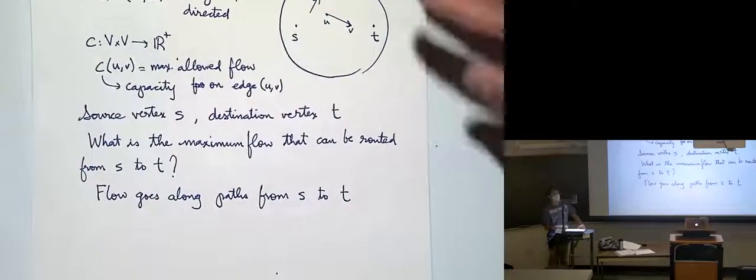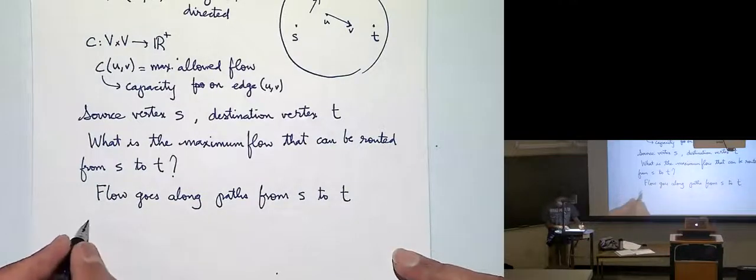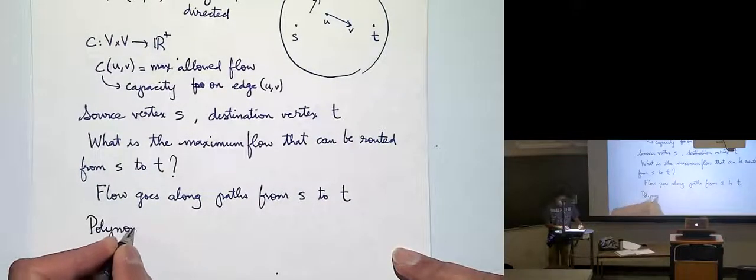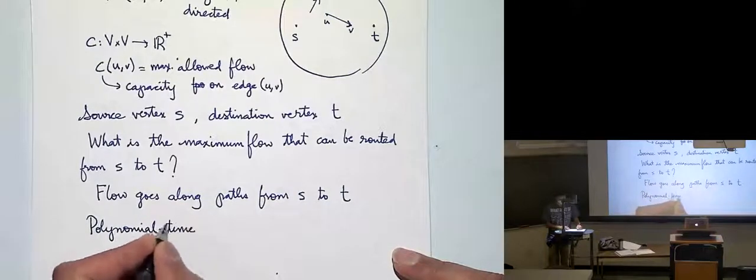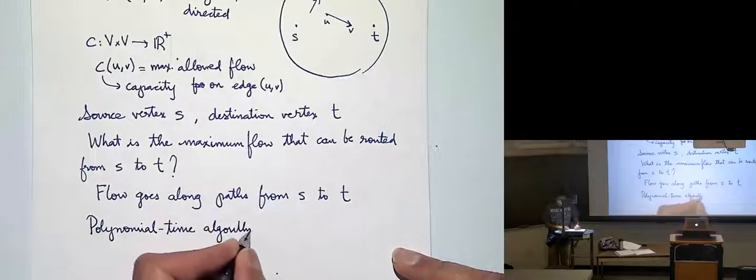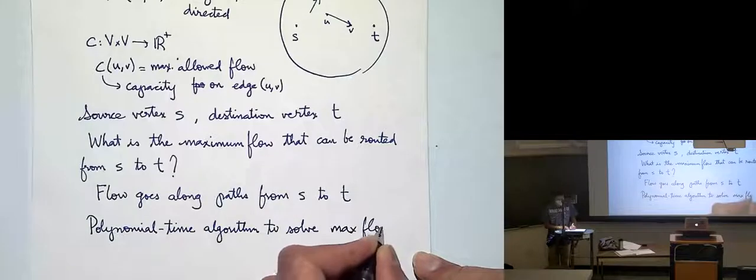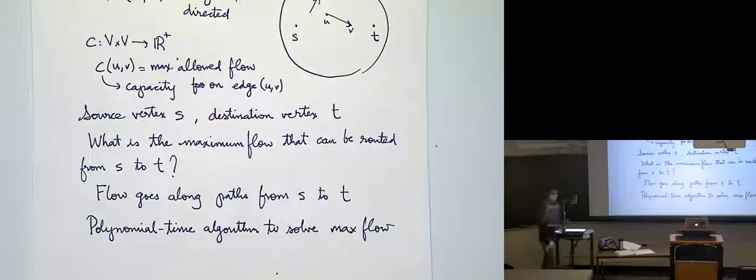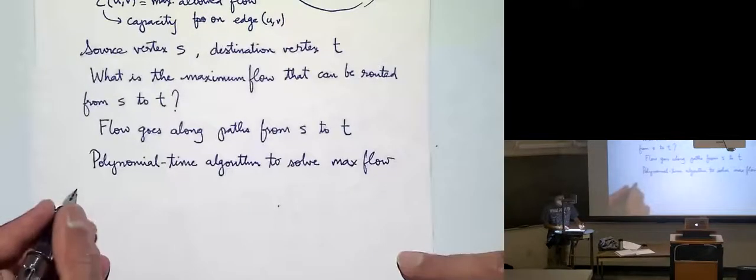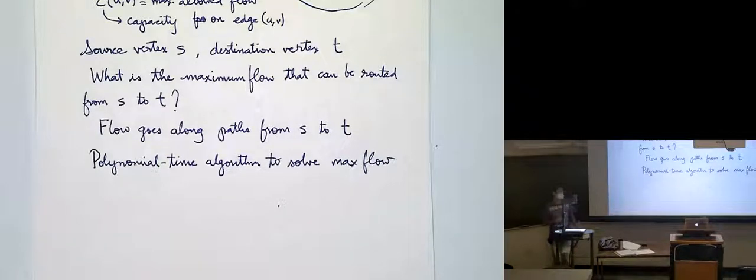What is not at all obvious, but very interesting, is that there is a polynomial time algorithm to solve max flow. But I'm not going to go through a polynomial time algorithm. I'm actually going to probably tell you Ford-Fulkerson, which is not polynomial time. But what is really even more remarkable or fundamental fact is something called the max-flow min-cut theorem.